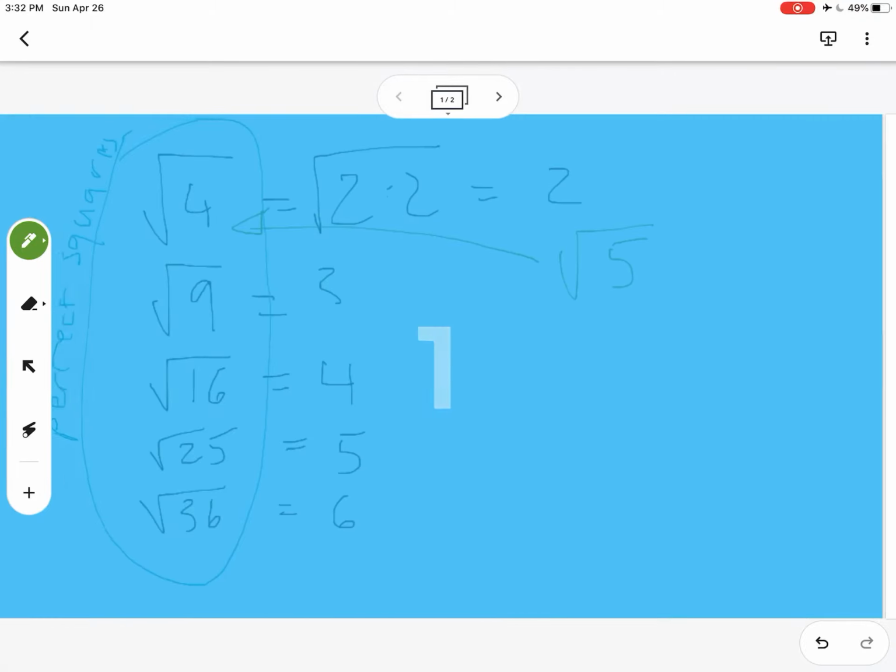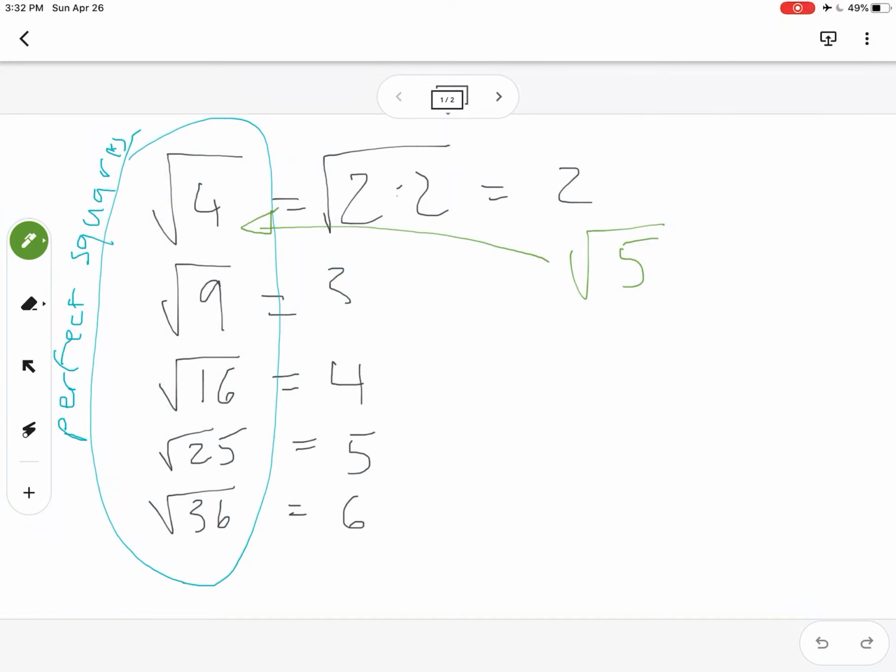Let's go to square root of 30 here. Square root of 30, where does it go in between? It's bigger than 9, bigger than 16, bigger than 25, but smaller than 36. So square root of 30 goes between these two.